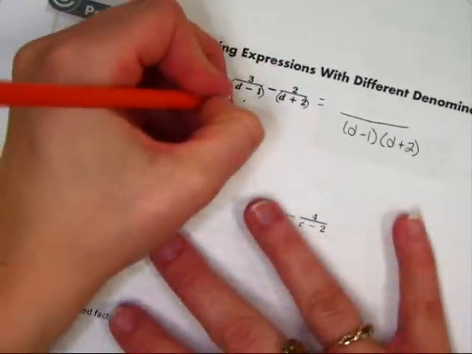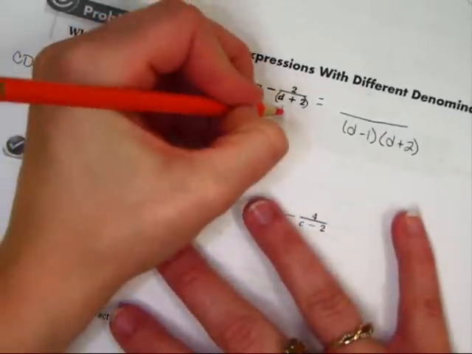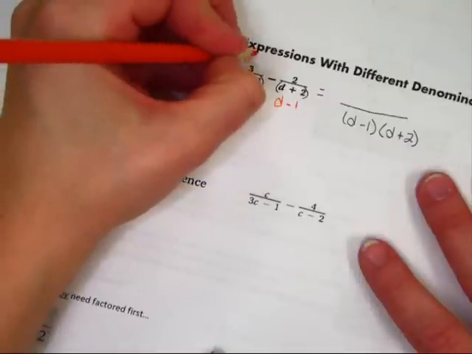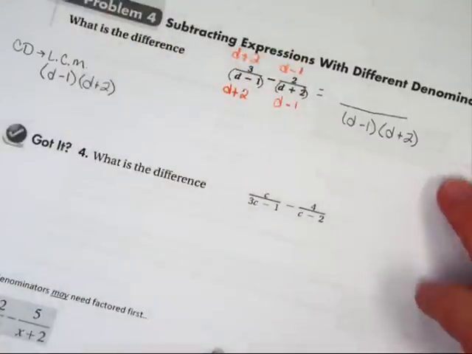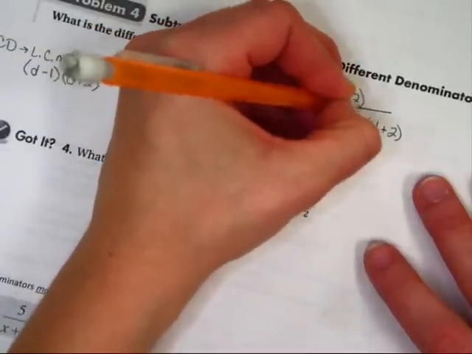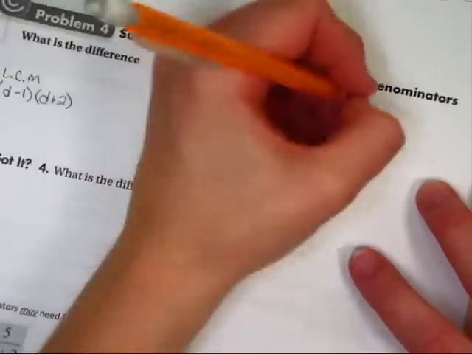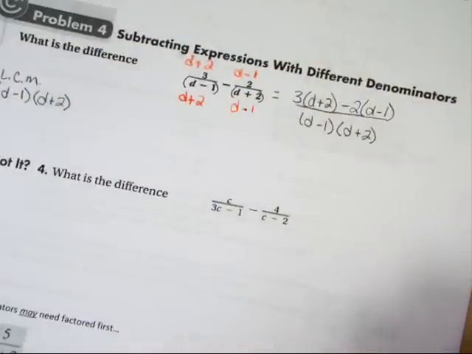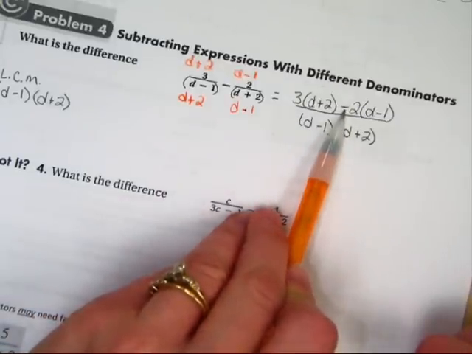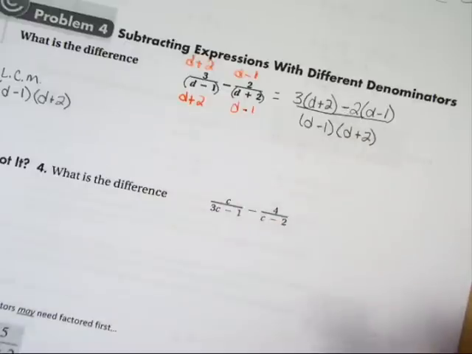Now we need to figure out what's missing. Well, this d minus 1 needs a d plus 2, and this d plus 2 needs a d minus 1. Same thing for the top. Whatever the bottom's missing, the top is going to need. So this becomes 3 times the quantity d plus 2. Now here's your minus sign. Be very careful with it. It's minus 2 times the quantity d minus 1. Some of you who like to skip steps might be wondering why I didn't distribute at that step right away. The reason is that sometimes when students distribute, they forget that it's actually a negative 2 that they would be distributing.